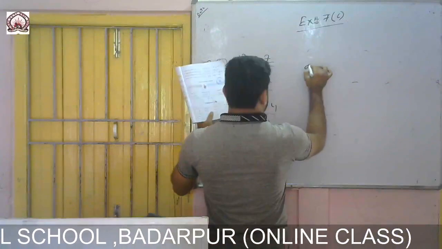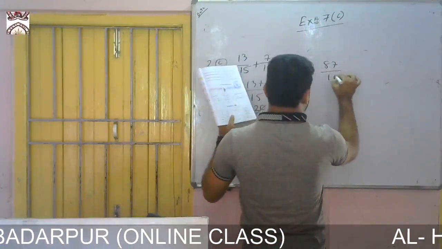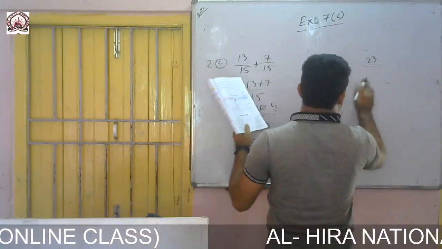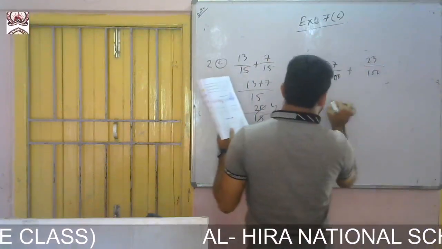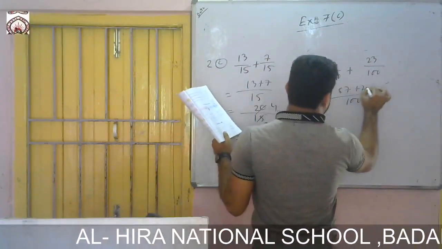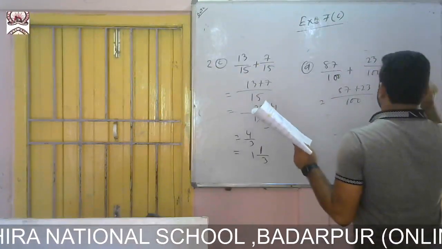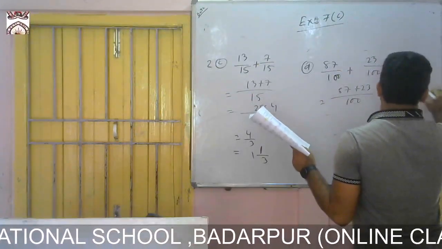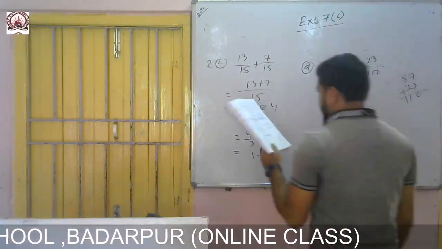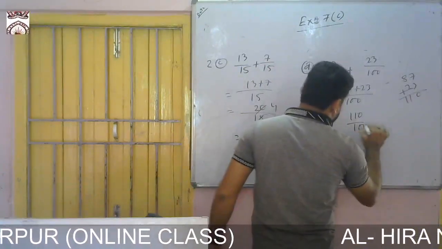Now question number D. 87 by 100 plus 23 by 100. So the answer will be over 100, then 87 plus 23. Directly you add, if the denominators are same, and add all the numerators. 87 plus 23 is 110. So 110 by 100.